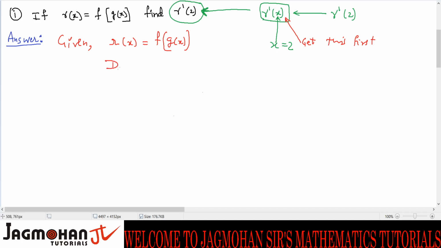So here I write, differentiating with respect to x. So what will I get? I will get d by dx of r of x. As you know, whenever you differentiate both sides, you write d by dx equals d by dx of f of g of x. Okay, now see this. Here, d by dx of r of x, what will it become? It will simply become r dash x.